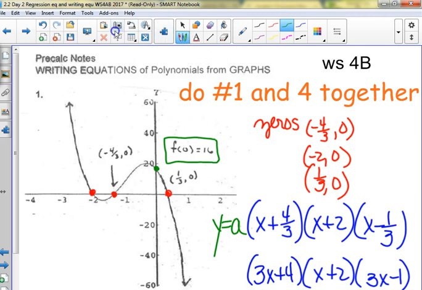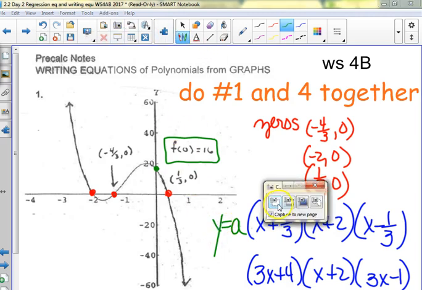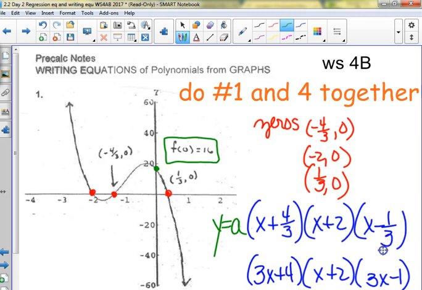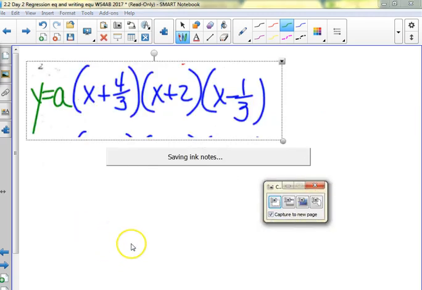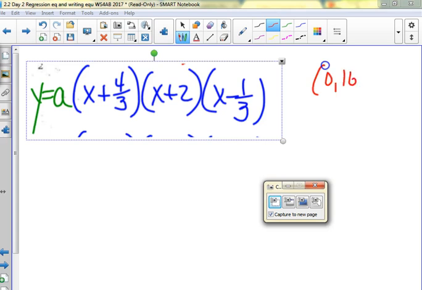All right, I'm going to take a little snap of this equation we have here. So what ordered pair are we going to plug in, guys? 0, 16, yes. So we're going to put in 0, 16 to find that stretch. So y is going to be 16. We're trying to find a. X is 0 on all of these.